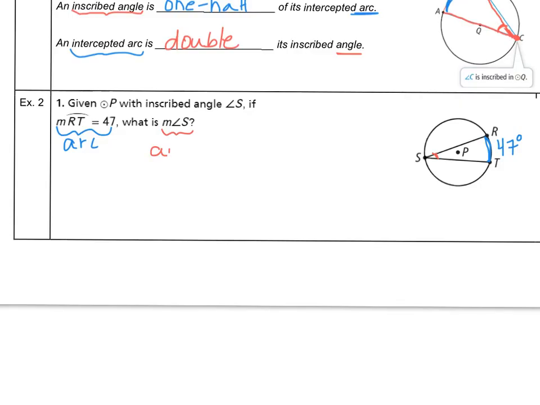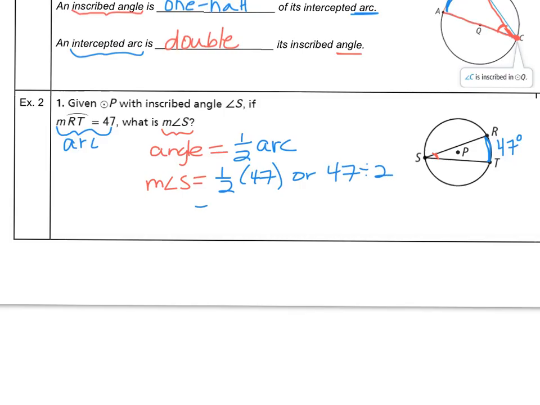And remember, by definition, an angle is always half the measure of the arc that it intercepts on the opposite side. So the measure of angle S is half of the arc, and that's just half of 47. You can do one of two things. You can write 1/2 on your calculator times 47, or you could just do 47 divided by 2. They both get you the same answer for your angle. 47 divided by 2 gives us 23.5 degrees. And that is the measure of angle S.